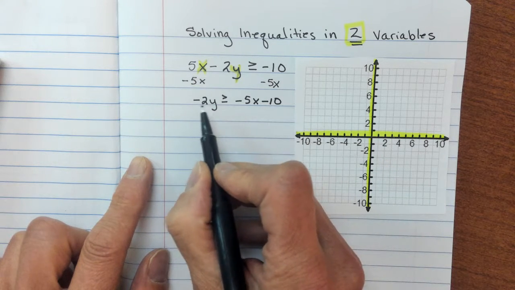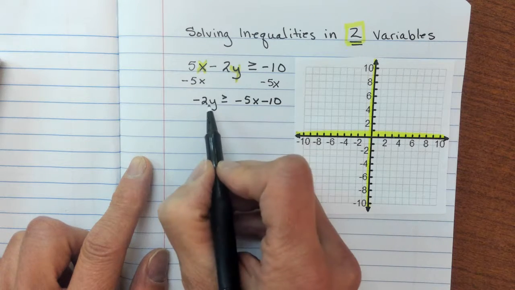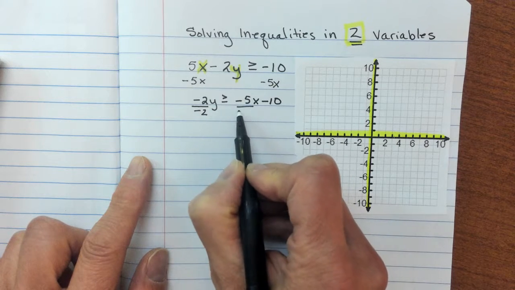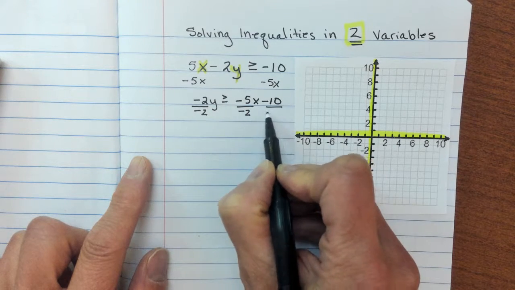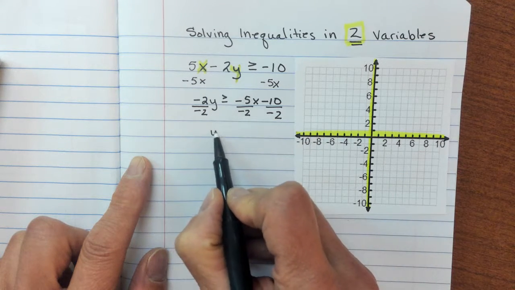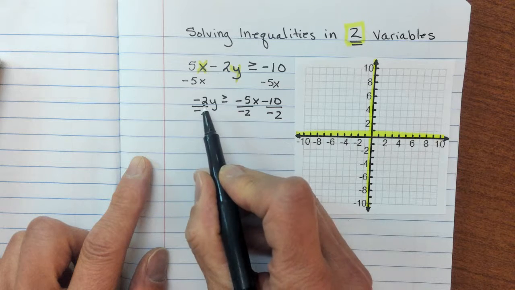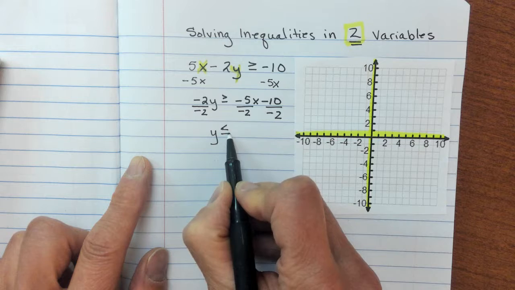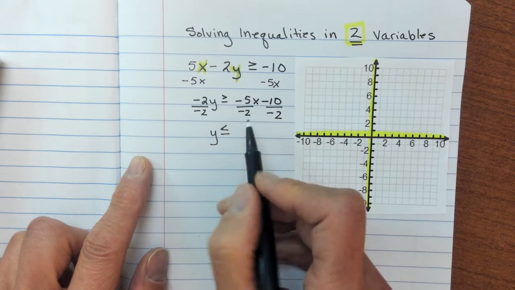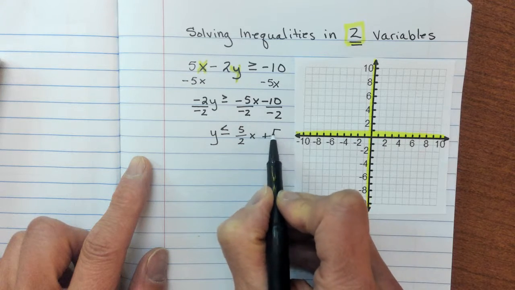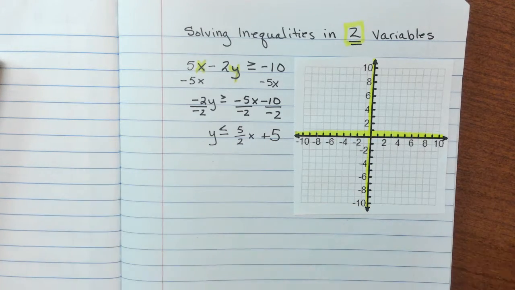So now I have this -2 being multiplied to the y. I need to turn that into 1, which means I'm going to divide everything by -2. Notice I did all terms. So that leaves me with y, but I have to be very careful here. Because I'm dividing by a negative, I have to flip that inequality. Negative divided by negative is now a positive. So this here is my equation of the line.